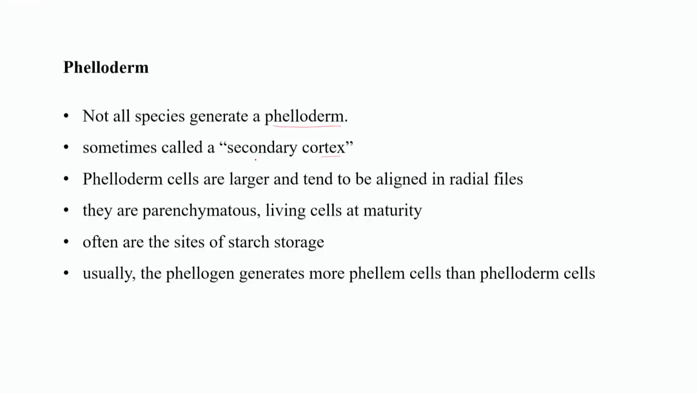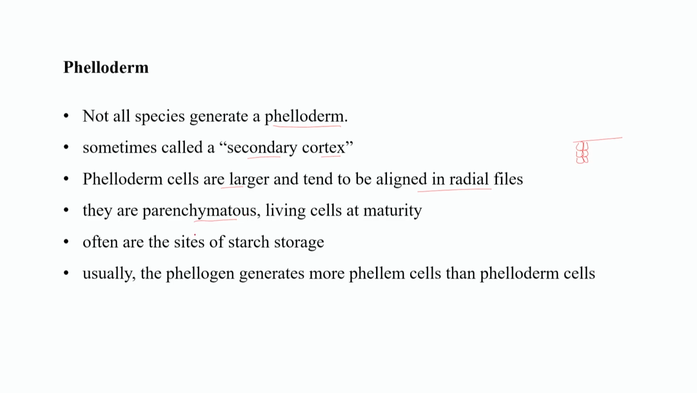It is also known as secondary cortex because of its location, because it is located near to the cortex, so it is also known as secondary cortex. Now phelloderm cells are also aligned in radial fashion, and these cells are larger and they are also parenchymatous.